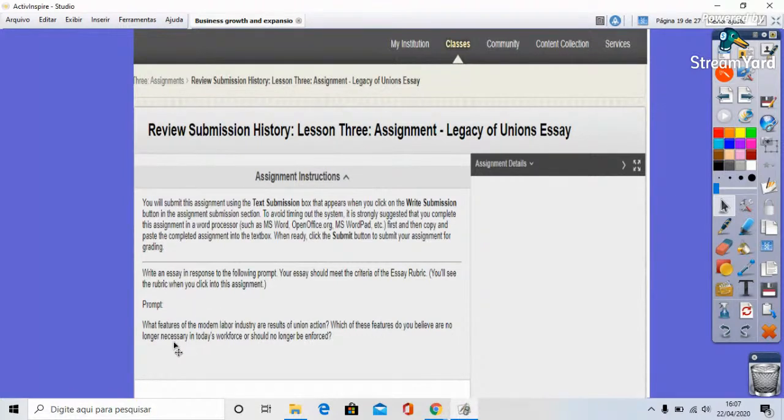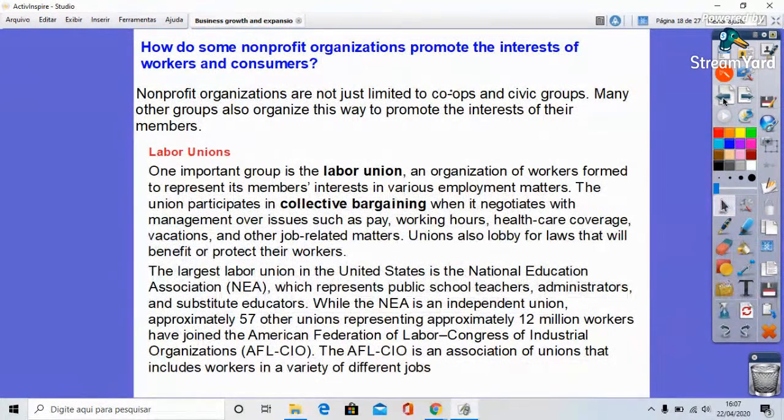What is your response? What features of the modern labor industry nowadays, what features do we have, which are the results of union action? Remember union labor, union action? What do we have now in modern labor industry that are the results of union action? And which of these features do you believe are no longer necessary in today's workforce or should no longer be enforced? Remember, you're going to go and research about labor unions.